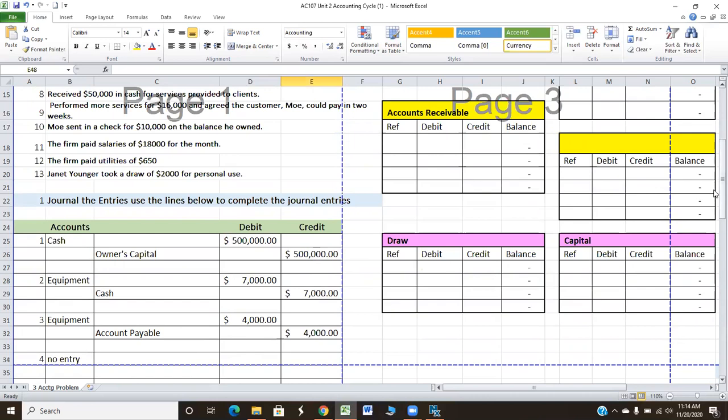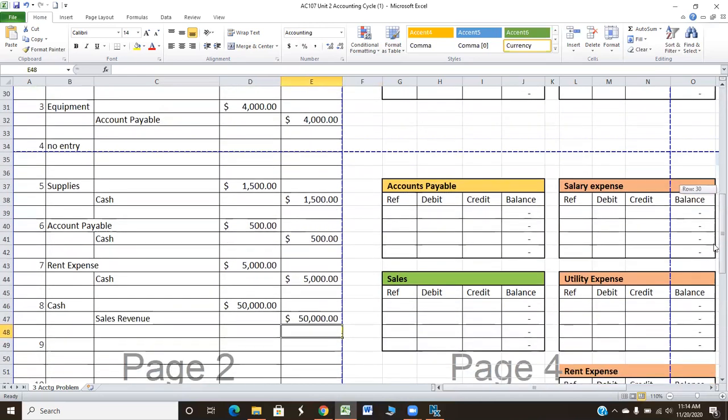But since we're providing the services, we still earn revenue. So we're going to wind up crediting more sales revenue for $16,000. But first, we're going to recognize accounts receivable. And again, accounts receivable is a placeholder for cash, and it means that we're going to receive $16,000 from this customer at some point in the future.